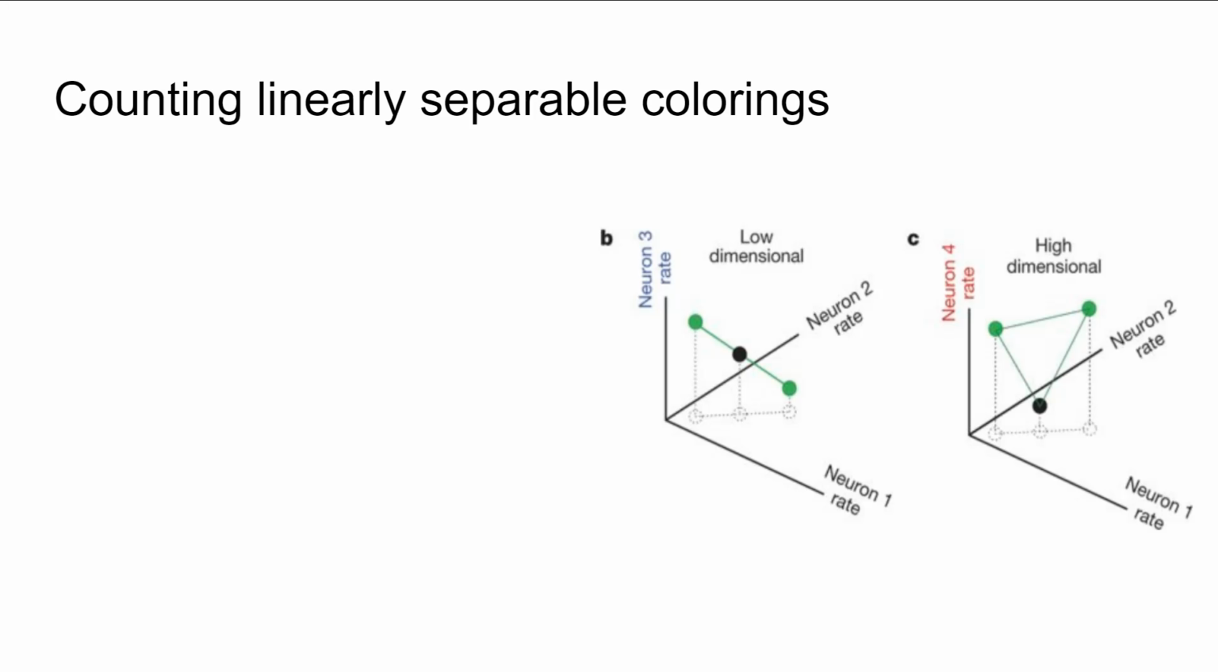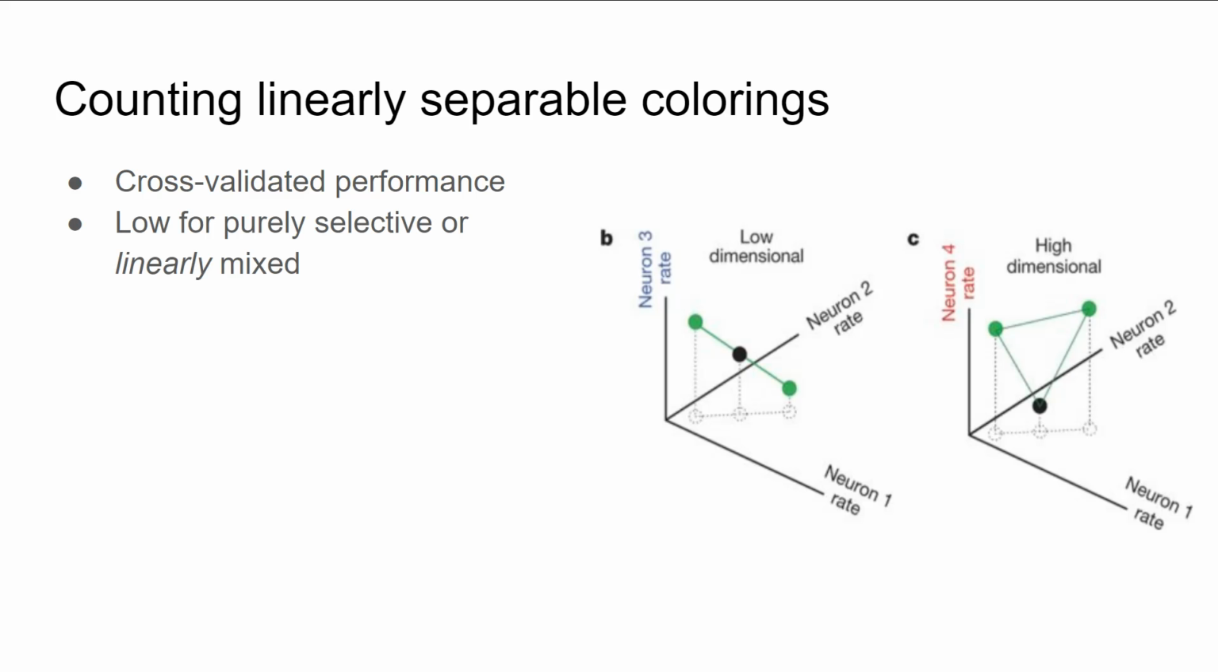And then here, if I color it green, green, black, I'll get separation, or black, black, green is the same. Notice that you can always color it the exact opposite. They always do binary classifications. On this one, you can color it in the same way, but I actually can separate every possible coloring. So that's what we're going to count, but we're going to use cross-validation. And we expect it to be low in the purely selected case from the argument before, or linearly mixed, which will not help us at all, whereas we expect it to be high if we have some useful nonlinear mixing.